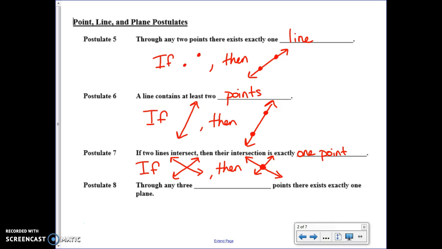Through any 3 non-collinear points, there exists exactly 1 plane. So if I draw this, the first thing I see is 3 non-collinear points. So if I have 3 points, then I have a plane with 3 points inside it.